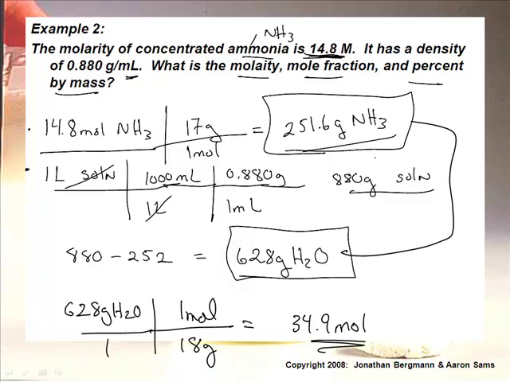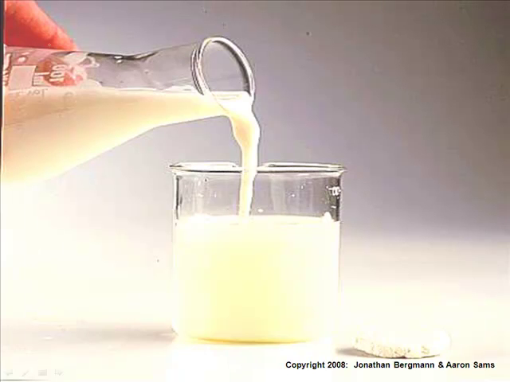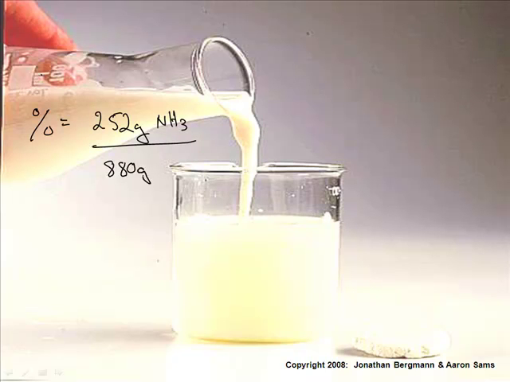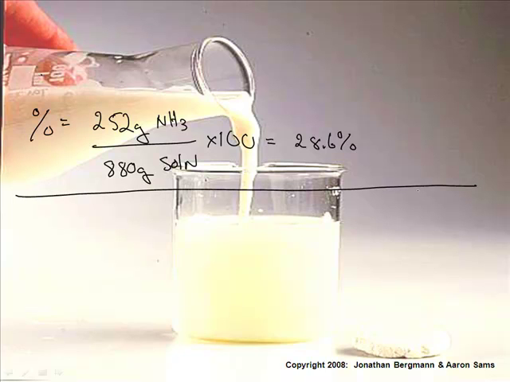Okay, so let's do the percents, because in the percents it's the amount over the total. So the percent will be 252 grams of the ammonia divided by the total, which was 880 grams of solution, times 100, which gives me 28.6%. Percent ammonia. For the other one, it would be 100 minus that.